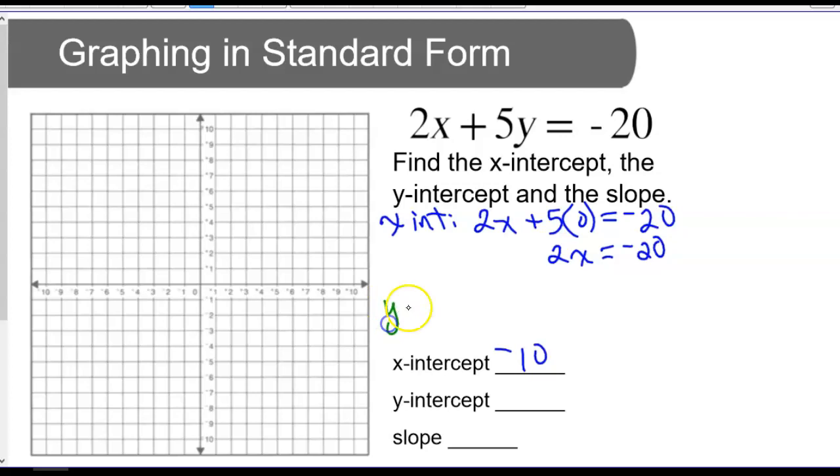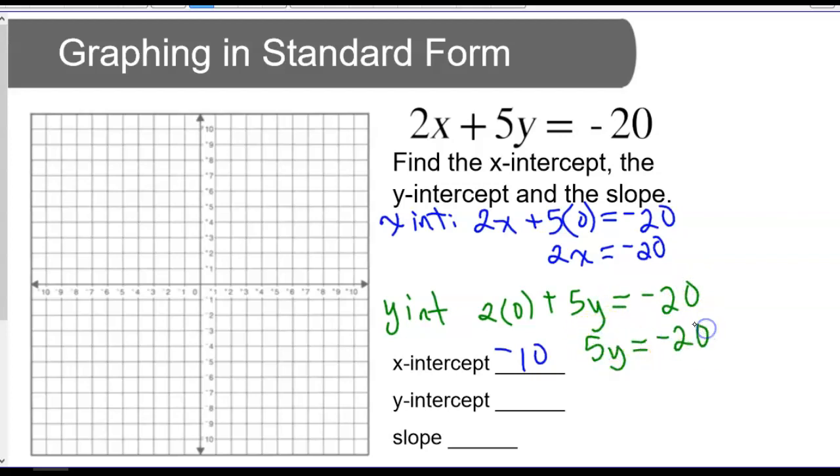And then my y-intercept, 2 times 0 plus 5y equals negative 20. 2 times 0 is 0. 5y equals negative 20. Divide both sides by 5. We find that the y-intercept is negative 4.